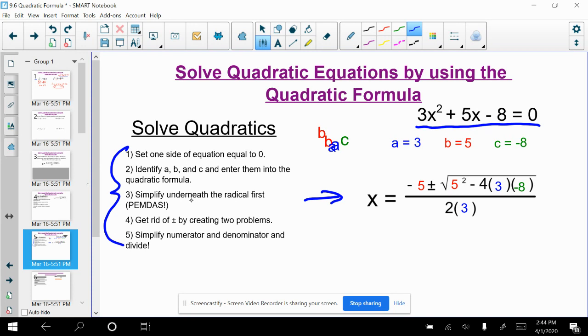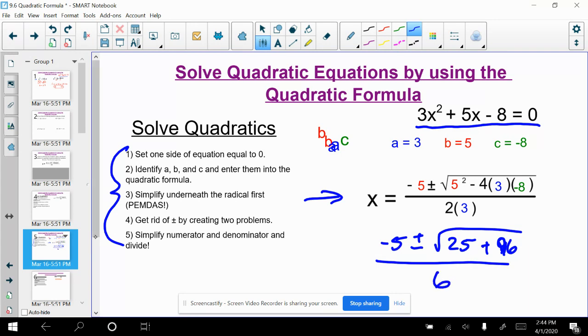Your next step says to simplify everything underneath the radical first. The radical is that square root sign, so you're going to simplify all the numbers underneath there right now. We know that 5 squared is 25. And I could type in -4 times 3 times -8, and that's going to give me 96. That's really gross. Sorry about that. So we have -5 plus or minus the square root of 25 plus 96 over 6.